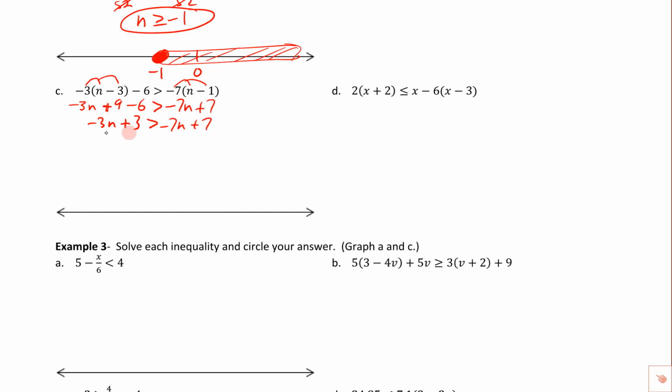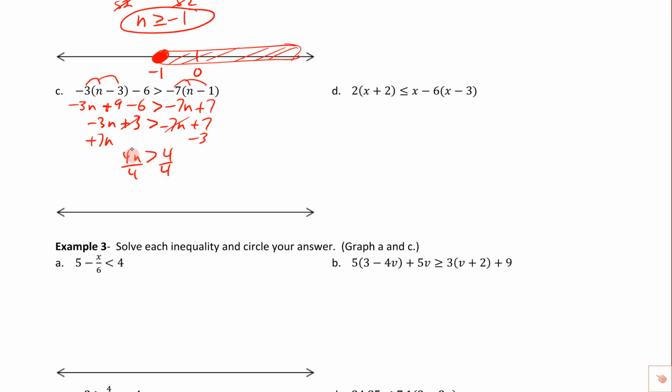We're going to move the smallest one now, so I'm going to move the negative 7. We're going to do that by adding 7n to this side. Cross that off there. We're going to subtract the 3 from this side. Okay, so that's going to move over there. So we end up with a 4n over on this side. Again, we're just adding and subtracting, so that doesn't change the direction of the inequality. We get a 4 over here.